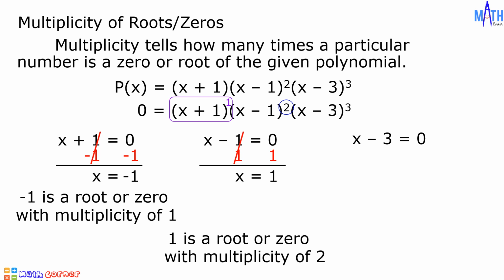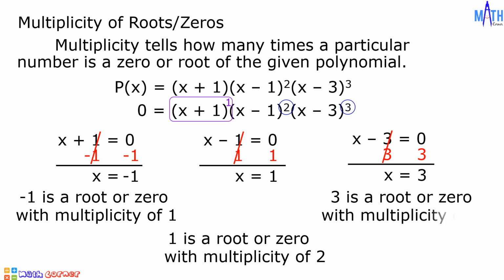In x minus 3 equals 0, we will add positive 3 on both sides of the equation. On the left side, x minus 3 plus 3 is equal to x. On the right side, 0 plus 3 is equal to 3. The value of x is positive 3. Since x minus 3 appears thrice, 3 is a root or 0 with multiplicity of 3.